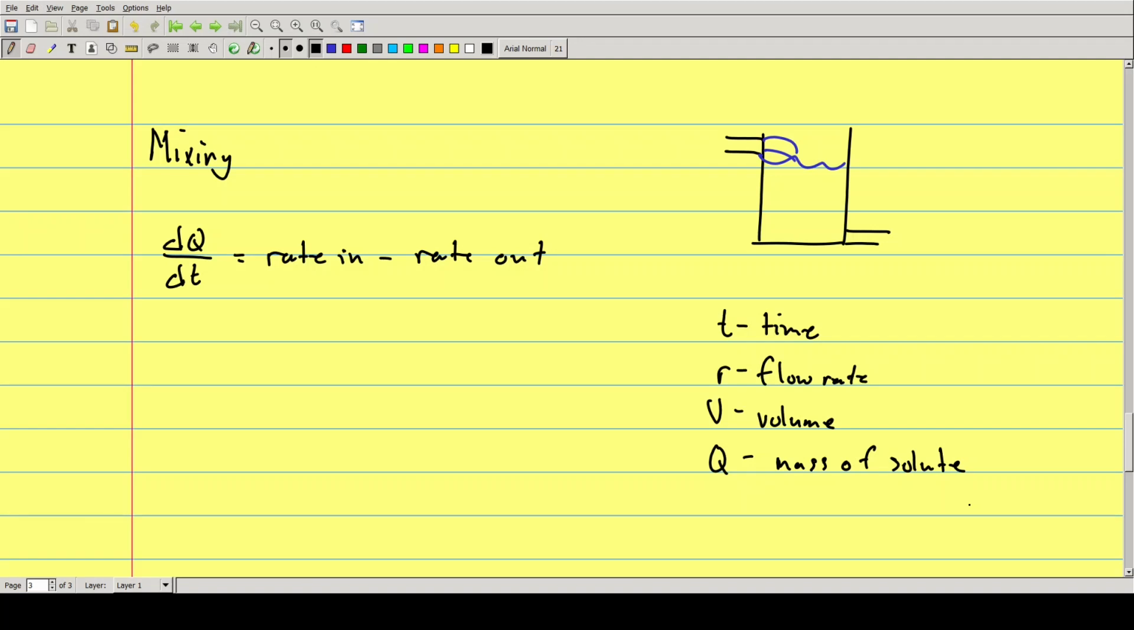Okay? So this differential equation describes the rate at which the mass of the solute is changing with respect to time. Okay? Because if we're adding stuff into the tank and then draining stuff out of the bottom of the tank, okay, there's going to be a change in mass of dissolved stuff. Okay? And that's what this differential equation is looking at. It's looking at the change in the mass of the dissolved stuff.